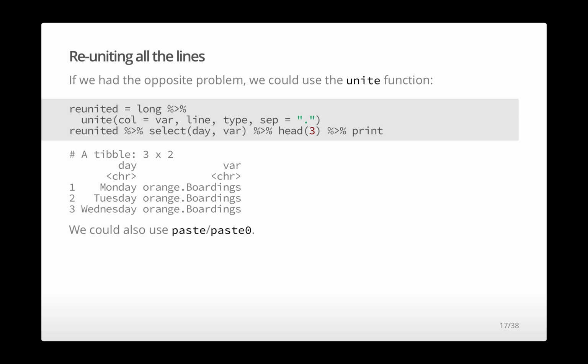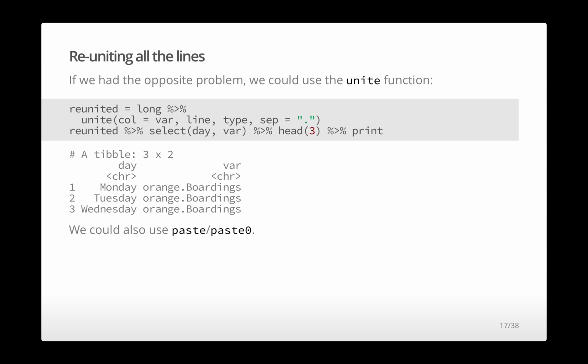So, opposite of separate, unite. Paste stuff together. And it's just pasting things, so it doesn't do any expression matching or anything like that. So you say, all right, take the data. I want to unite. I want to make a new column. This time it's called var. And I want to take line and type, and I want to separate them by periods, and it gives you pretty much the exact same thing back. So unite is the opposite of separate.